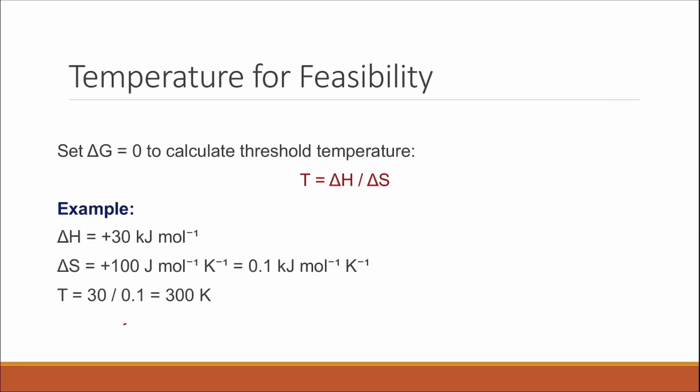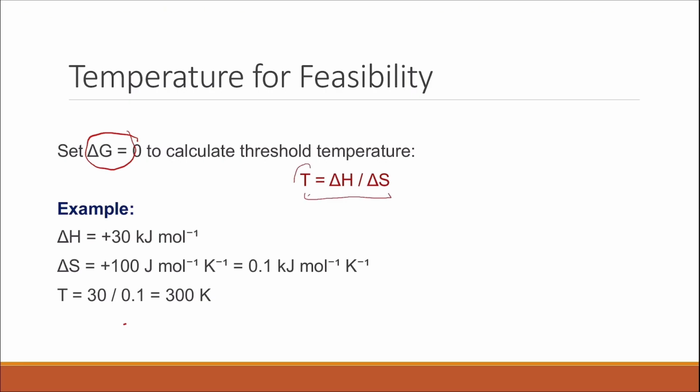So how can we calculate the temperature for feasibility? We can calculate the temperature at which a certain reaction becomes feasible if we know the enthalpy change and the entropy change for that particular reaction. In this case, we're going to use the Gibbs free energy equation, but we're going to set the delta G to zero. This is the threshold, the minimum value of delta G where the reaction becomes just feasible, or the reaction can actually occur. And then when we have delta G equals zero, we're going to rearrange our equation.